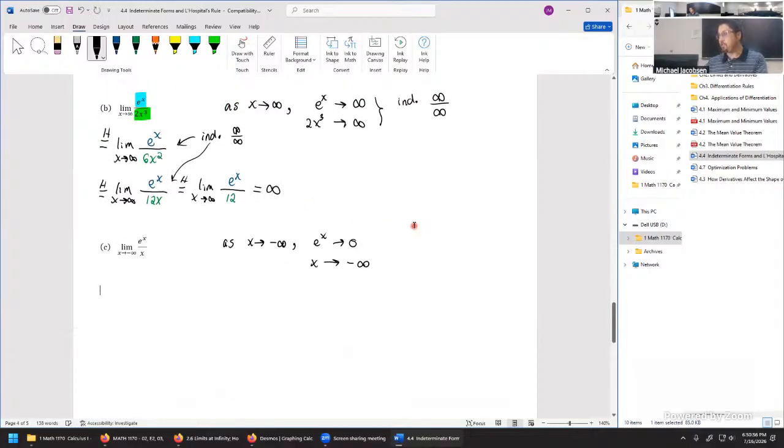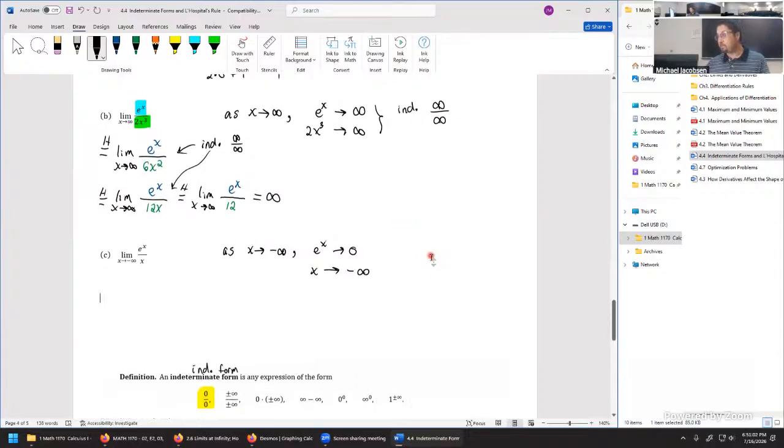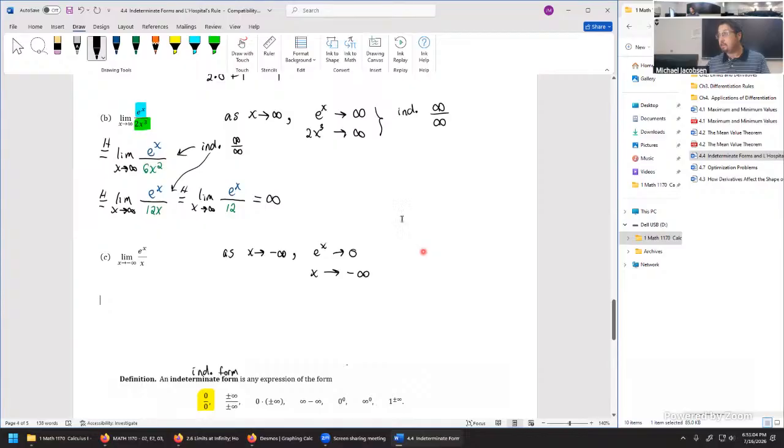Actually, let me bring this up just a little bit. This is one where we have to be really, really careful out of nowhere. It's quite a bit different than part B. Part B, we had indeterminate form infinity over infinity. That was this one right here. Part A had 0 over 0. But if you have 0 over negative infinity, it's not on the list. This is not an indeterminate form whatsoever. We can do this limit in a normal way.